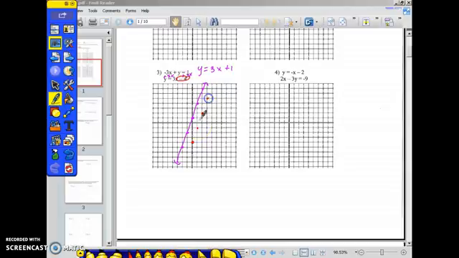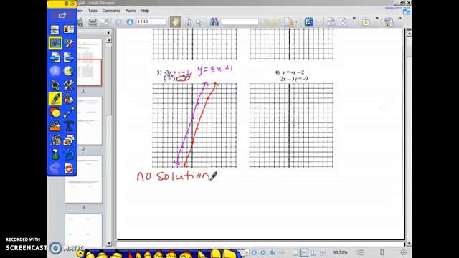When you have two equations that have the same slope, if they do not have the same y-intercept, then your answer will be no solution. But of course, if you have the same slope and the same y-intercept, that's when it's infinitely many solutions, just like with number 1.